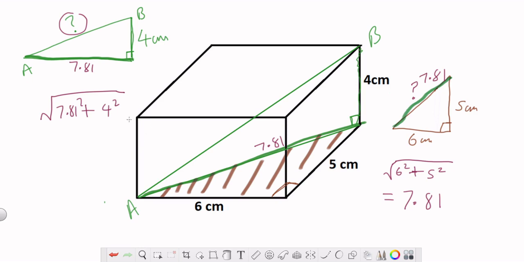Right, what I get is, if I round it on my calculator to 3 decimal places, that's what I get. So that's the missing number. That's what we're trying to find.